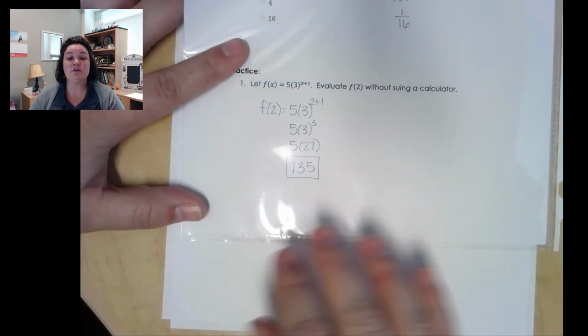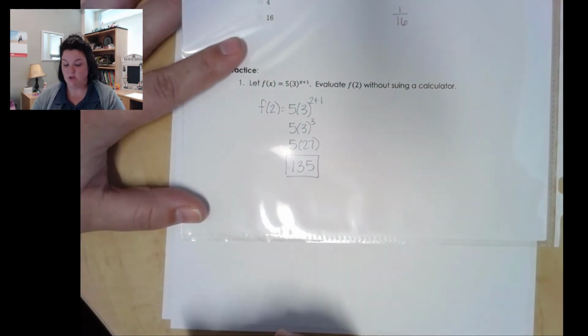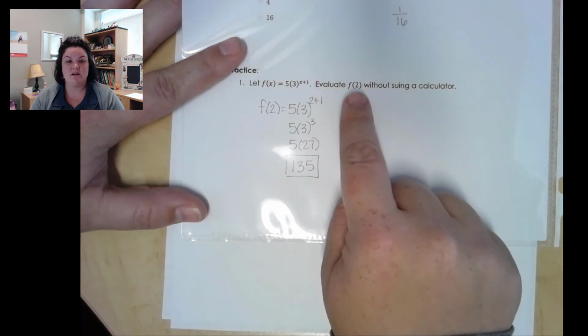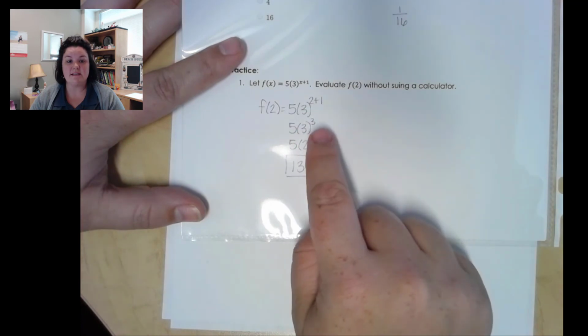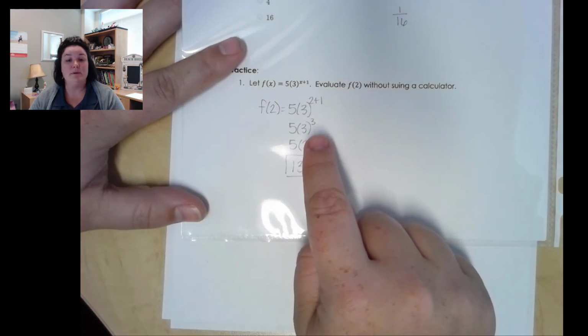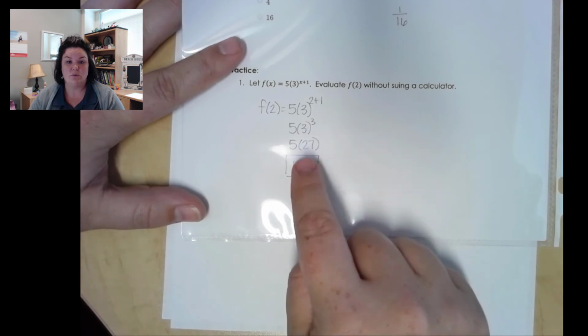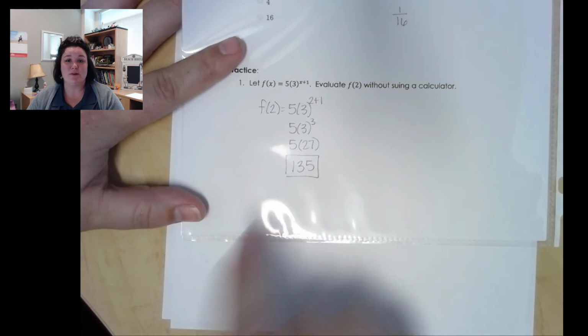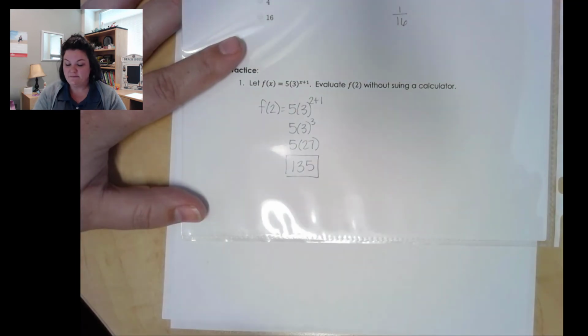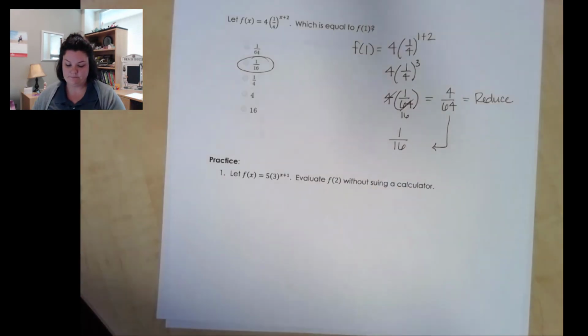All right, so on this first one, all we had to do is plug in 2 everywhere we saw an x, which was up here in the exponent. 2 plus 1 gives me 3 in the exponent, and then I apply that exponent to that base 3 before I do the multiplication. So 3 cubed gives me 27, and then 27 times 5 gives me 135. Okay, so that's the first one. Let's look at 2 and 3.